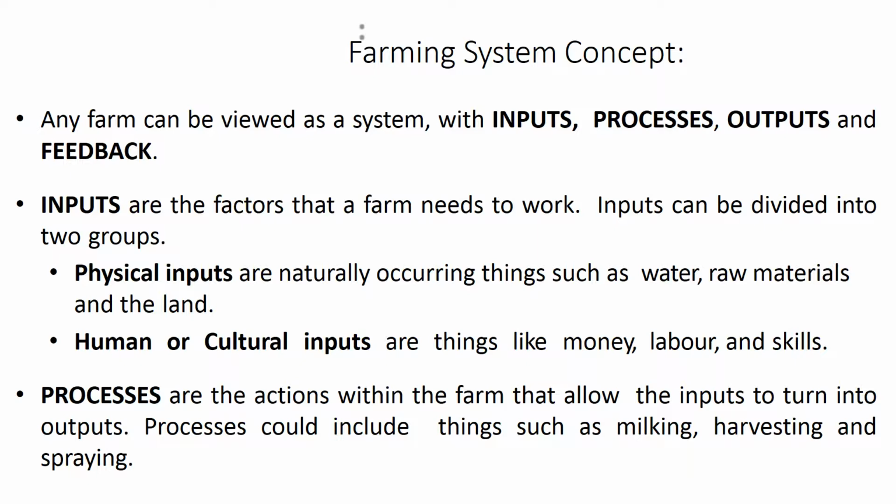The farming system concept consists of inputs, processes, outputs, and feedback. Inputs are the factors that a farm needs to work. Inputs can be divided into two groups. One is physical input and the other one is human or cultural input. Physical inputs are naturally occurring things such as water, raw materials and land. Human or cultural inputs are things like money, labor and skills.